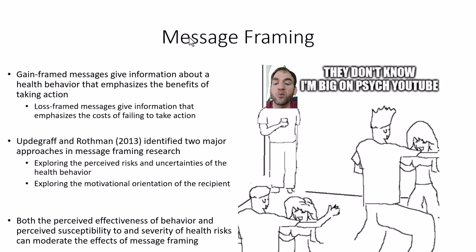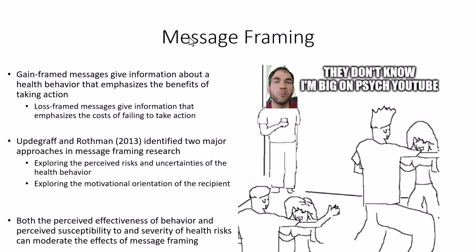Updegraff and Rothman in 2013 identified two major approaches in message framing research: exploring the perceived risks and uncertainties of the health behavior, and exploring the motivation of the recipient. Both the perceived effectiveness of the behavior and perceived susceptibility to and severity of the health risk can moderate the effects of message framing. So if you believe that the intervention or the medication you're being asked to do is effective, that can impact which framing is most successful in encouraging health-related behaviors, and so can your perceived susceptibility.